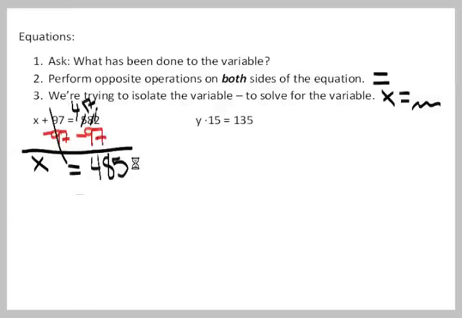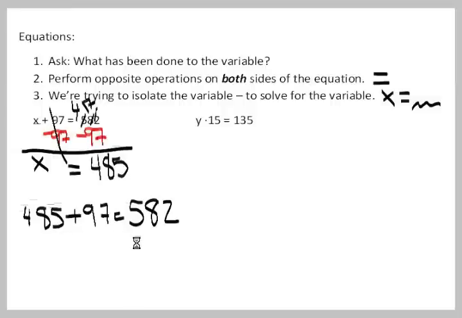We can always test our answer to see if we are correct, and we can substitute 485 for the X in the original equation. So if we say 485 plus 97 equals 582, well, is that a true statement? Yes, it is. So we were correct.